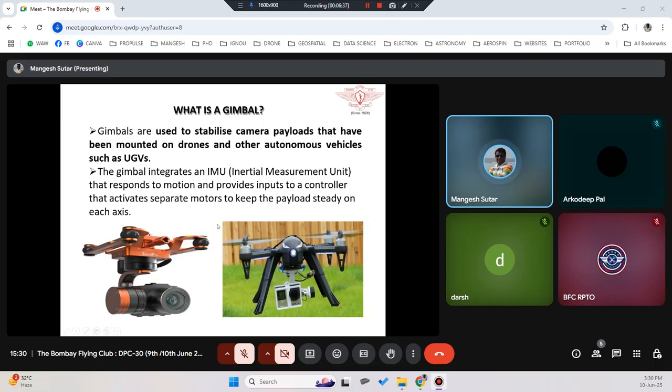So how does it get the signal on stability? It receives the signals from the IMU of the drone. There is a connector which connects the gimbal to the flight controller. From there it gets the signal, and it stabilizes the gimbal when you are capturing videos or photographs.